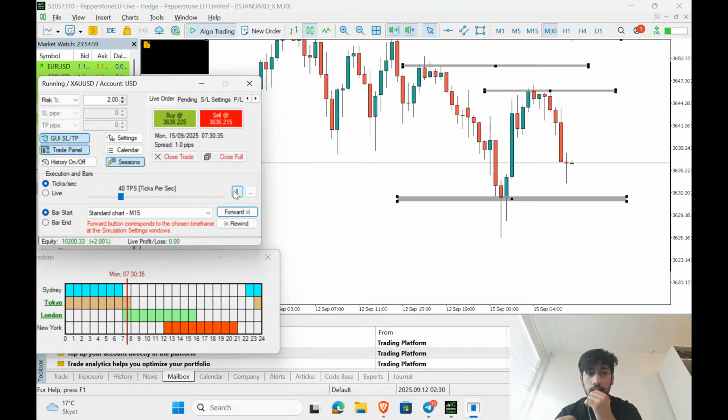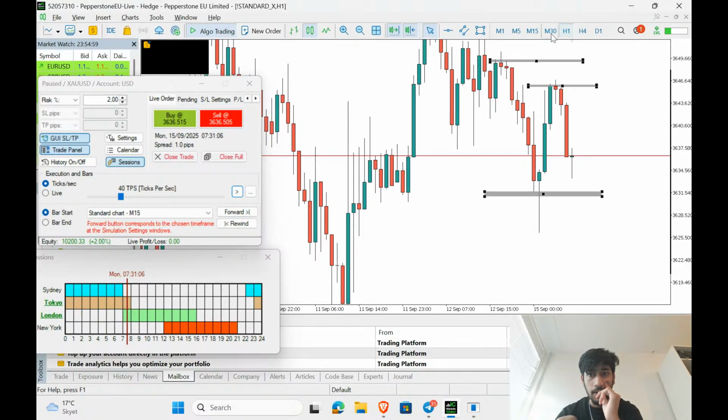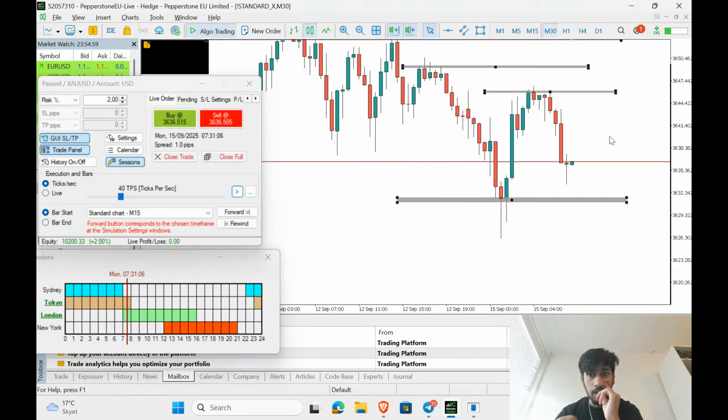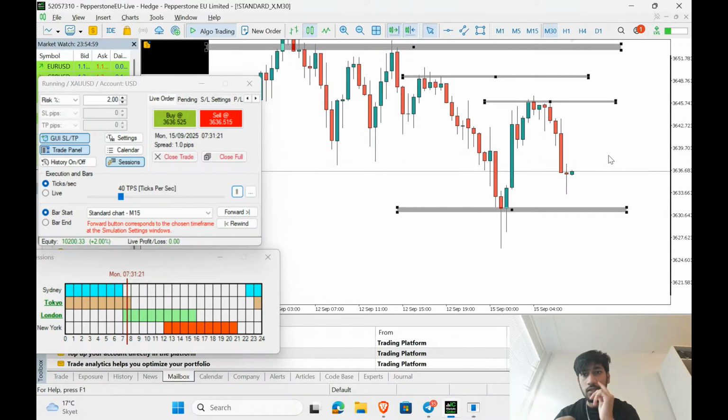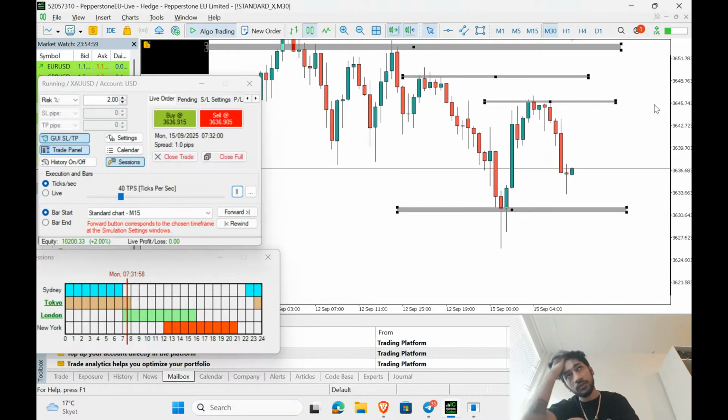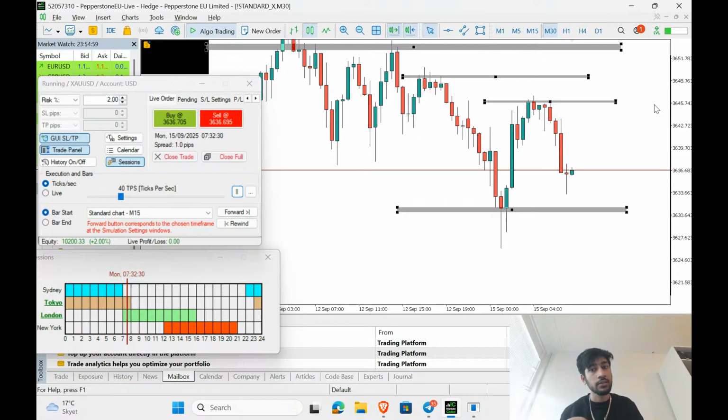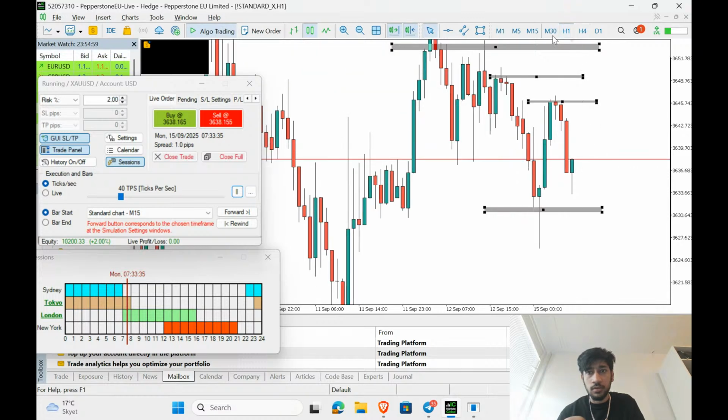Yeah, I think, nah. So look, nah. So what I'm looking for now is a market structure to form. Market structure means something like support to be broken or resistance to be broken or something like that.